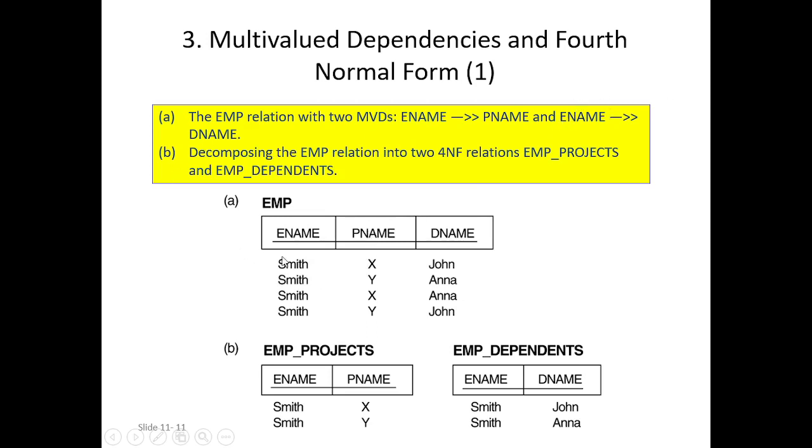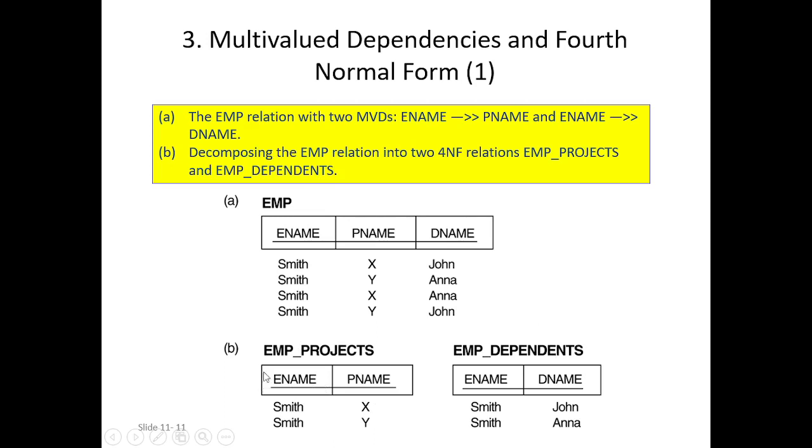E name, that is again with Smith to John and Smith to Anna. So we should eliminate this multi-value dependency. For that, again the algorithm is to decompose the employee relation into two 4NF relations, employee_projects and employee_dependents. Okay, so we have employee_projects and employee_dependents.